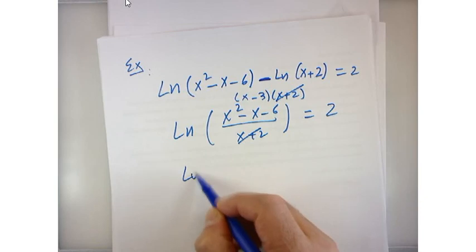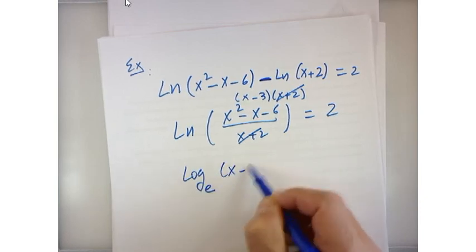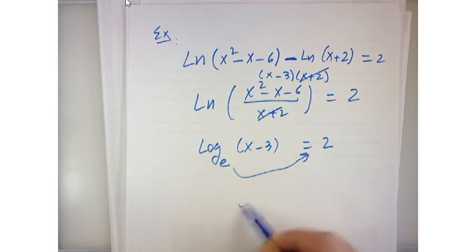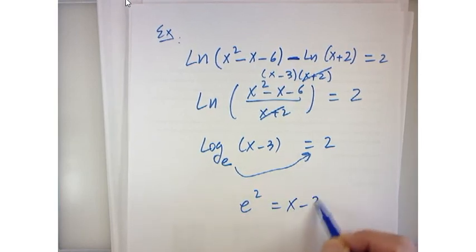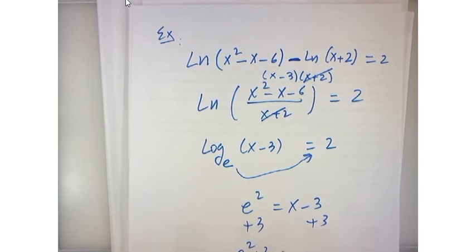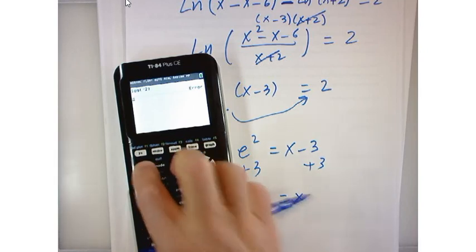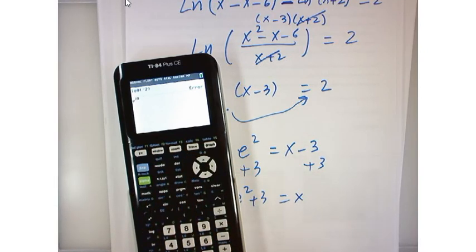So ln, remember ln is log base e. Why do I write it like this? Because now I want to do exponential. e to the 2 equals x minus 3. Add the 3. e squared plus 3 equals x. This is the exact answer. e squared plus 3, so it's roughly 10.3891.